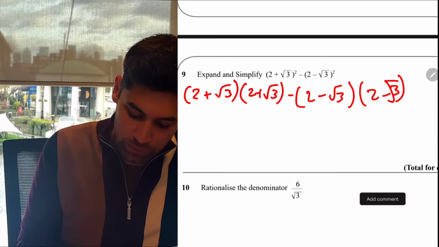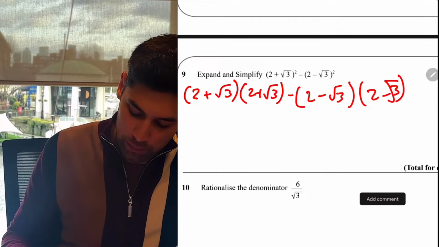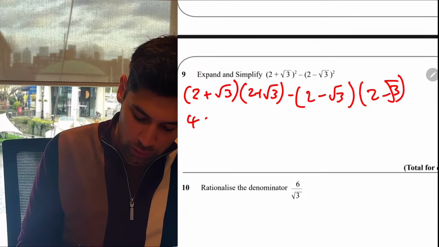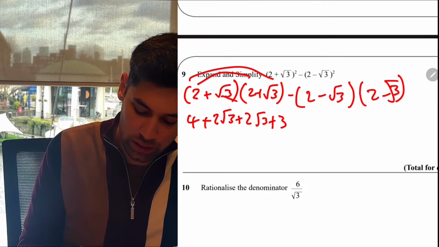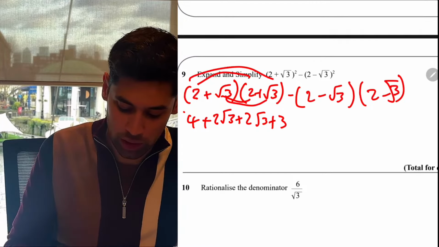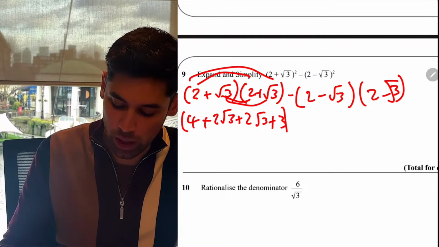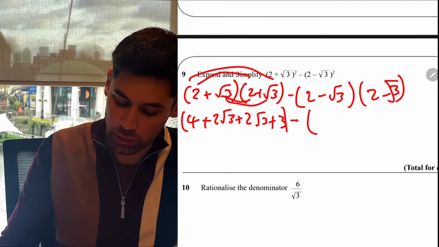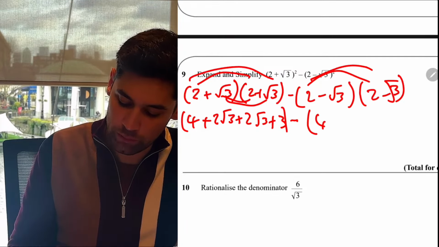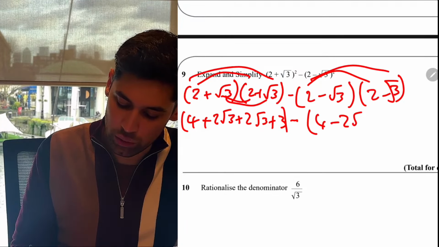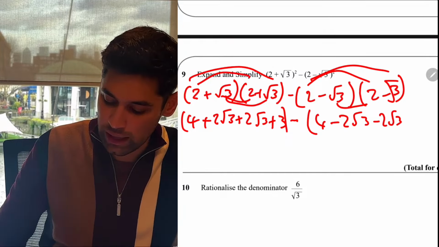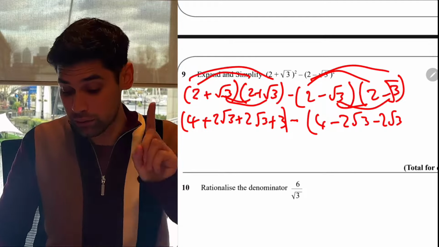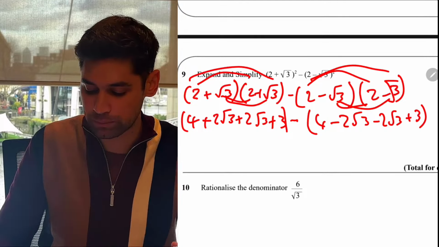2 times 2 is 4, plus 2 root 3 plus 2 root 3 plus 3. So that's all of those things times together. Like I said, I'm doing it pretty quick. I'm going to keep this in a bracket for a moment and you'll see why. Take away, I'm going to do this in a bracket as well. 2 times 2, 4. 2 times minus root 3, minus 2 root 3, minus the same, minus 2 root 3. And then that times that. Negative root 3 times negative root 3 is positive 3.